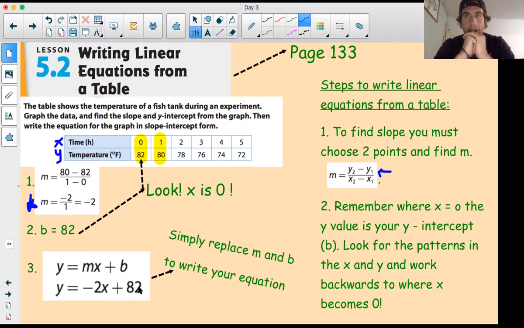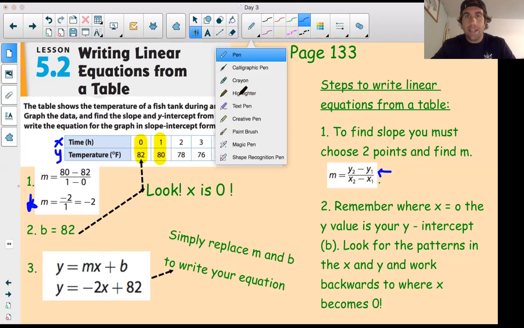Now, sometimes you can look to find the y-intercept in a table. X has to be 0. When x is 0, that y value is the y-intercept, okay? So sometimes it's already given.